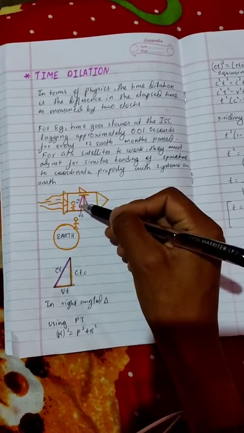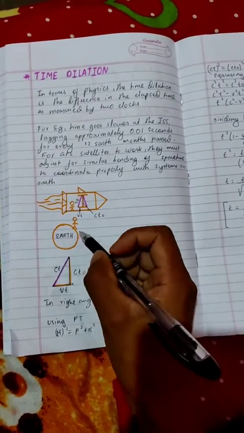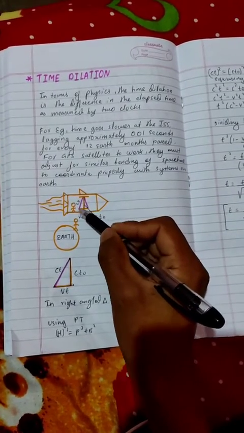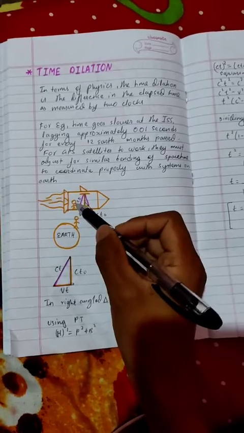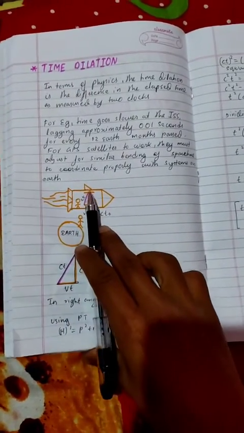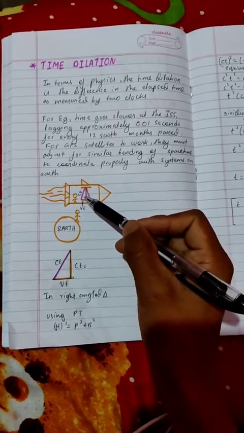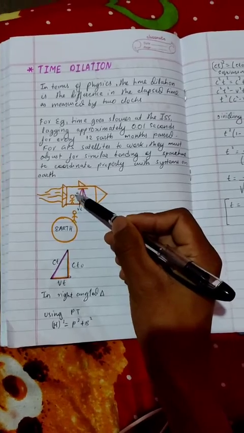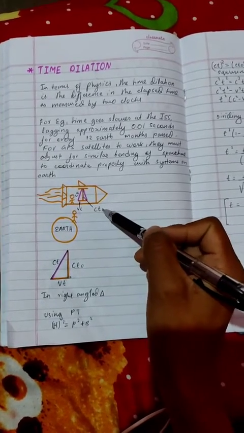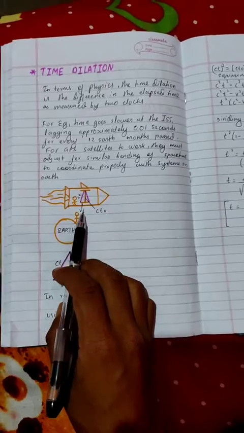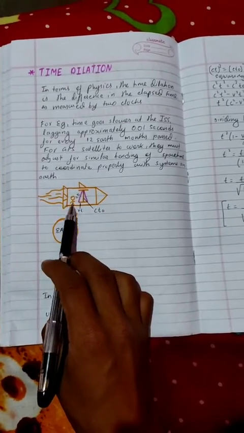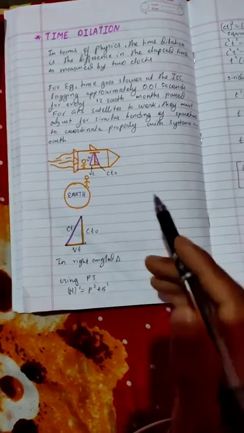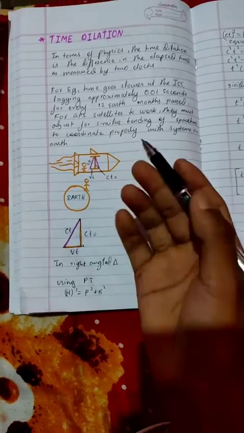This pink line is the path which is observed by the observer on Earth, and this orange line is observed by the observer inside the rocket. So for observer A, the motion is ct, and for the other observer this is ct naught, and this vt means v is the velocity of the spacecraft which is moving. So now we'll take out this triangle.